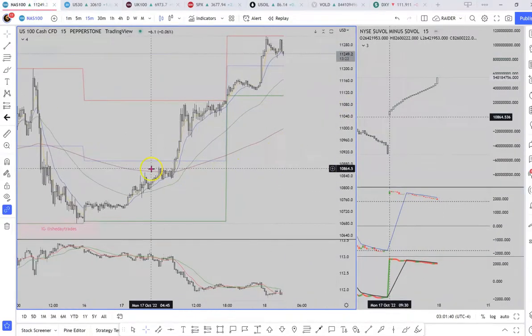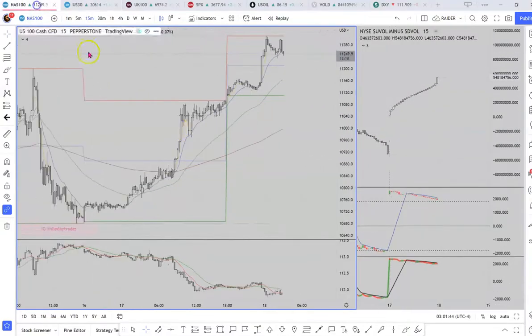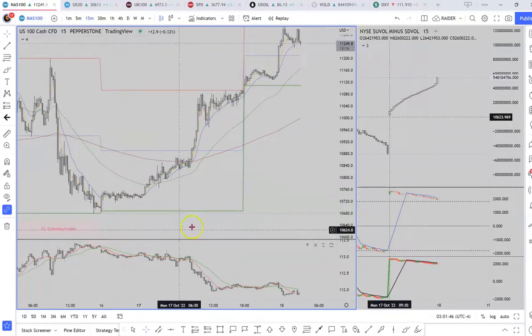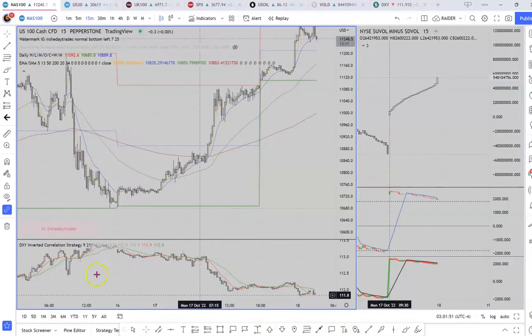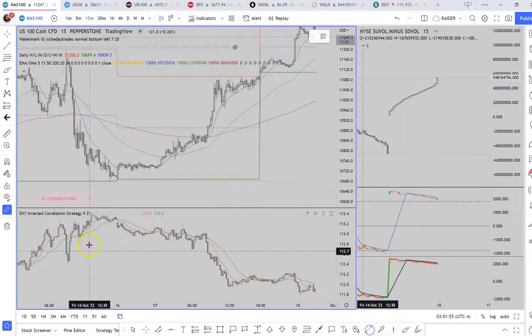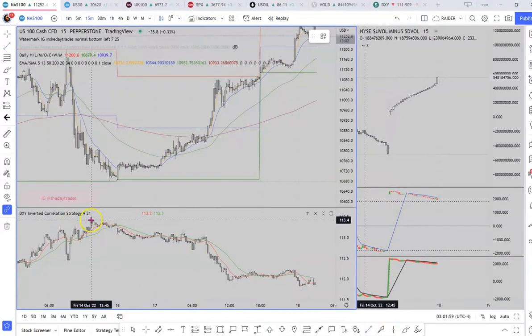So the same thing happened here with NAS. That was the US30 that we were looking at, and the same thing happened here with NAS. Same thing with the dollar inverted correlation strategy. We've got the, is it doing it right? Okay, will it do it? Okay, right here.